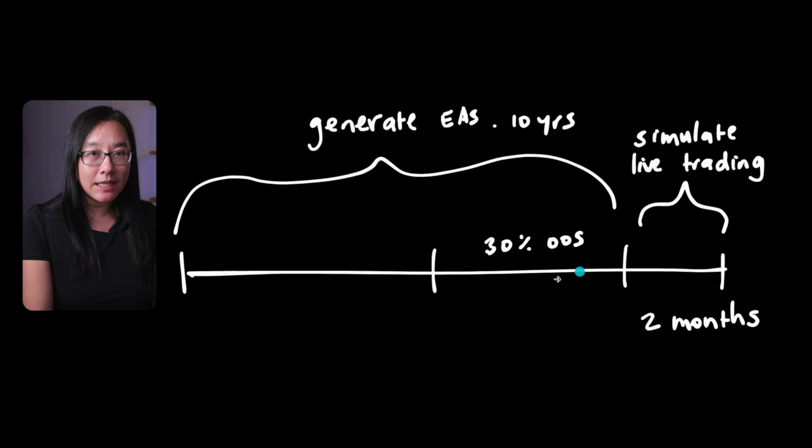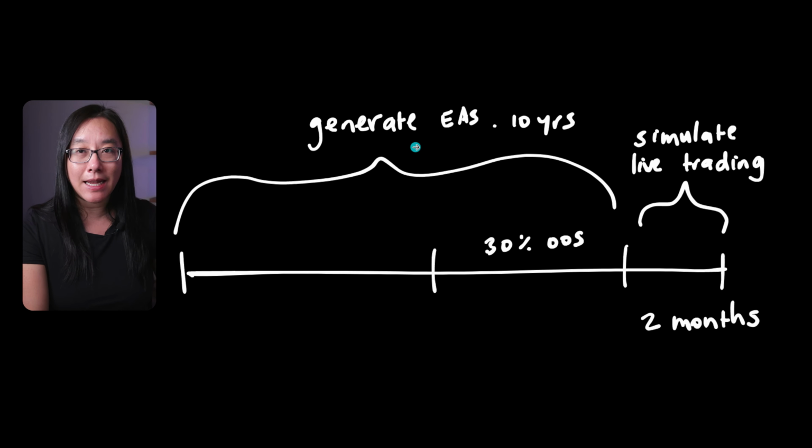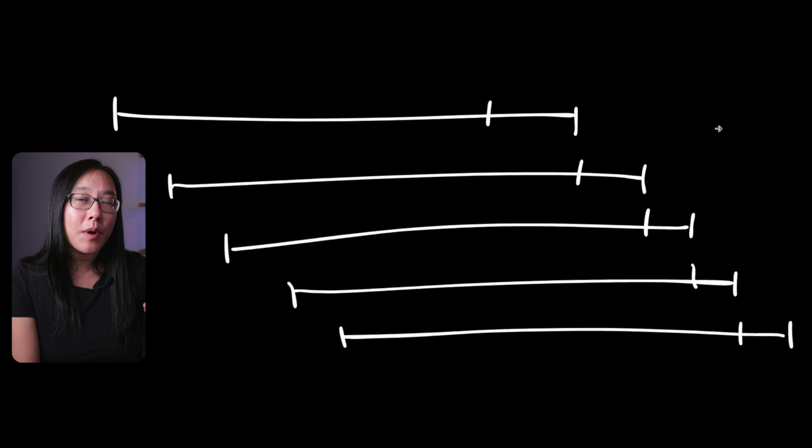I took 10 years of data to generate expert advisors, of which 30% is out of sample, and I also layer robustness testing on top of this entire process called Monte Carlo. And then I take that strategy that is generated and I simulate live trading on it for 2 months. And I repeat the entire process again for another 2 months.